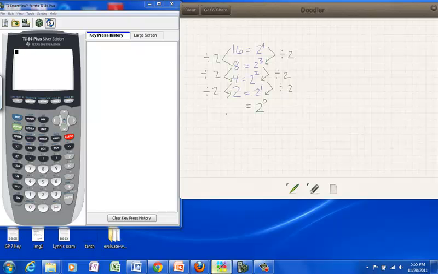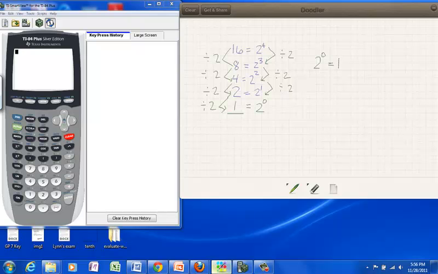Now what number should we put over here? Well, if this pattern continues to work, we should be able to take that number and divide it by 2. So what is 2 divided by 2? Well, 2 divided by 2 is 1. So our guess is that 2 to the 0 power equals 1.